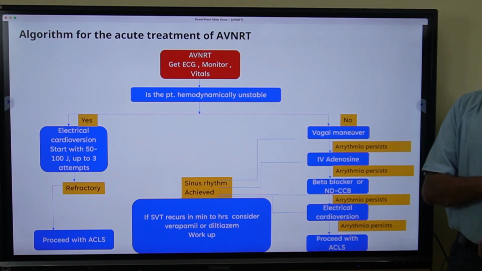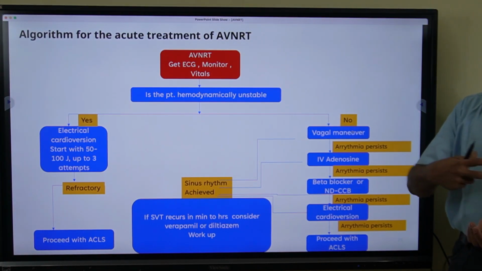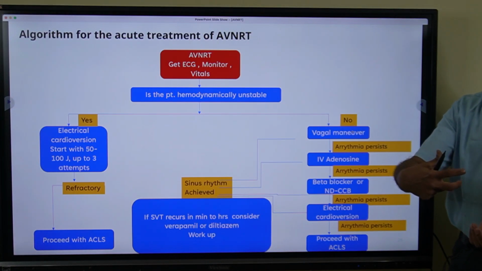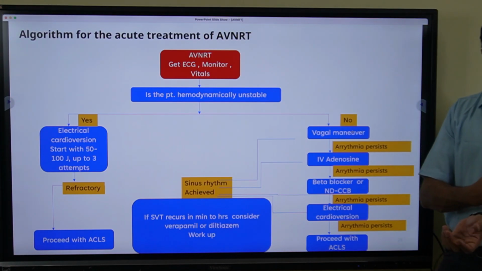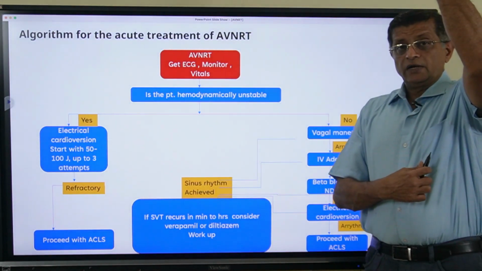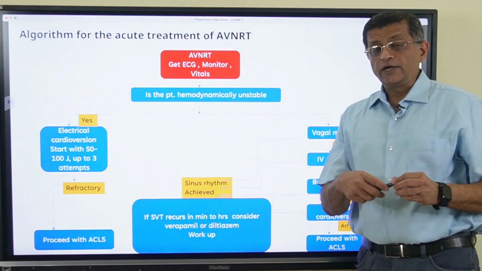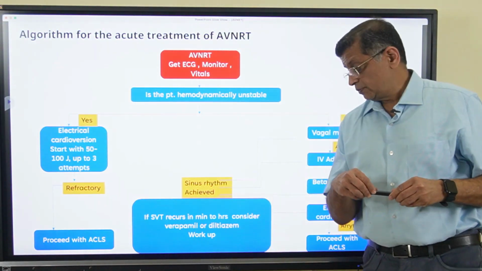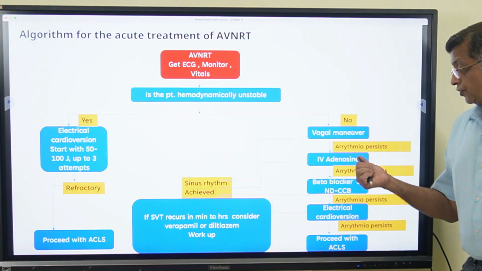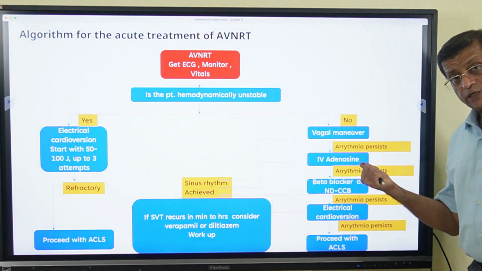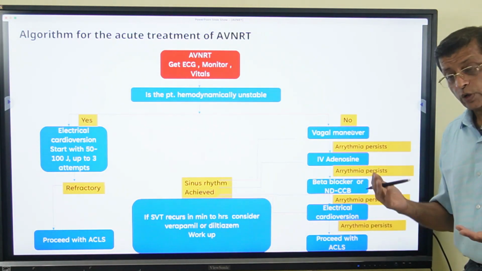to a three-way, and from one end you give IV adenosine push 3 mg or 6 mg, and from the other end you push 20 ml NS, and then raise your hand immediately, so that adenosine reaches the heart very fast, because it is very short acting. If it doesn't work with 6 mg, you can give another dose of 12 mg.